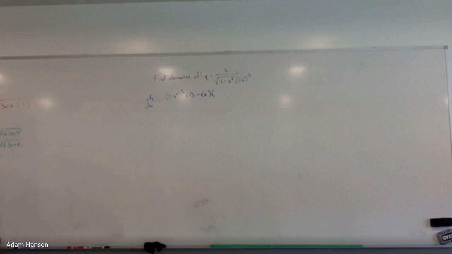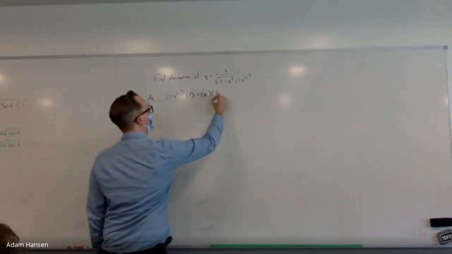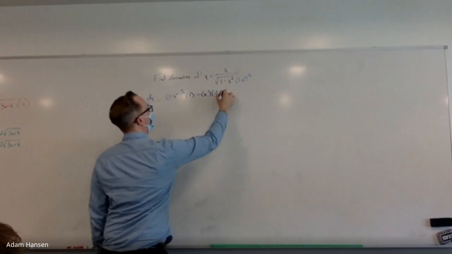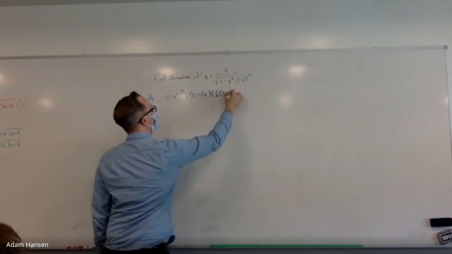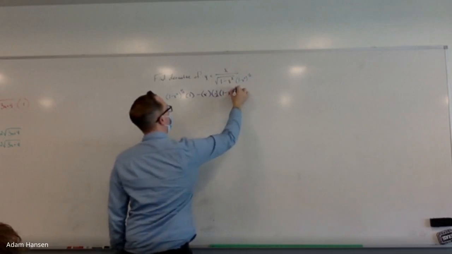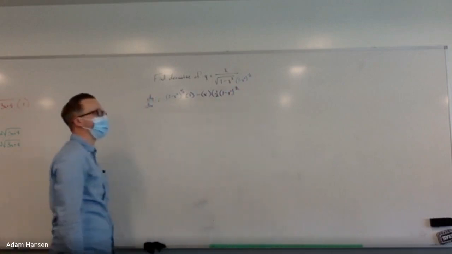times d low. This is the hard part. What's the derivative of quantity 1 minus x squared to the 1 half? 1 half times, so the power part, 1 half, go ahead. 1 half times 1 minus x squared to the negative 1 half. Okay, so that's part of it.